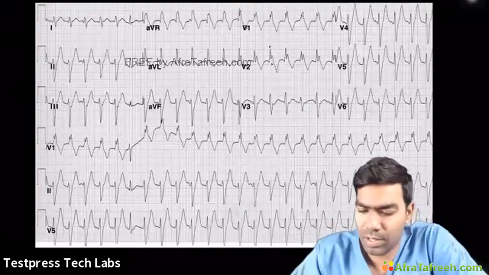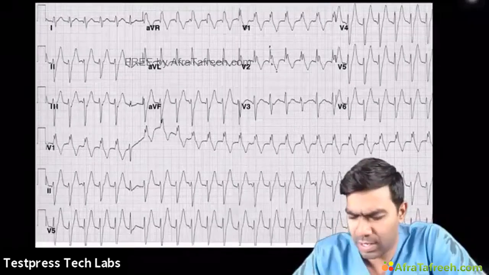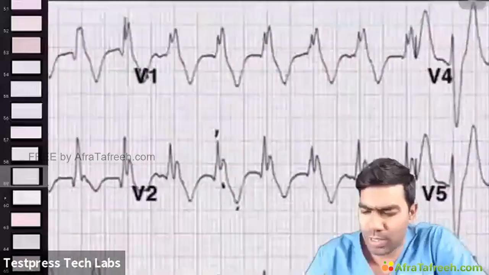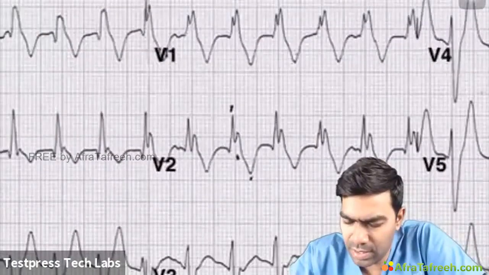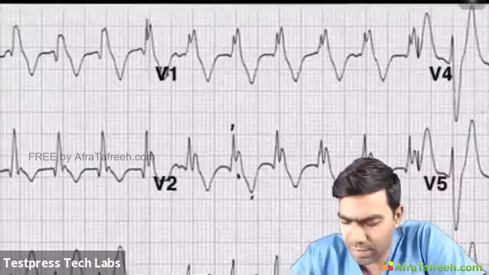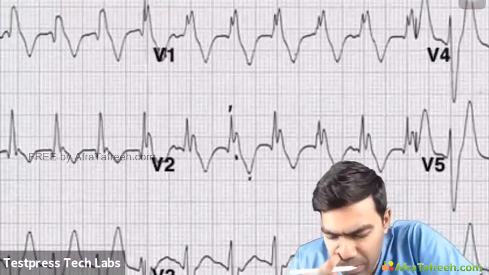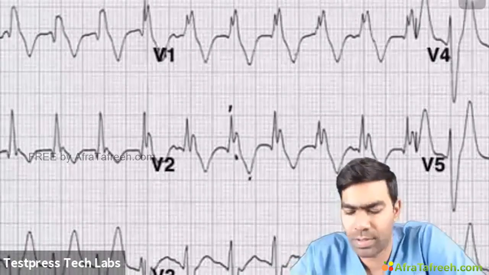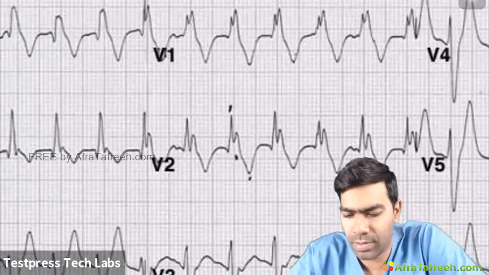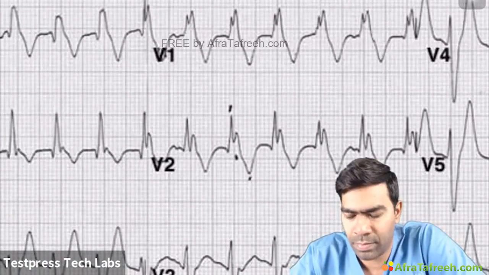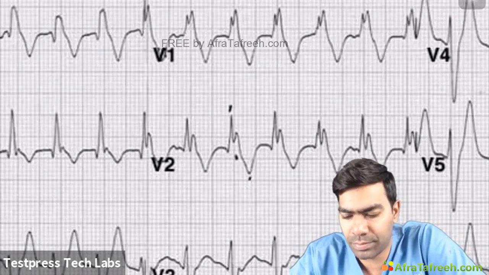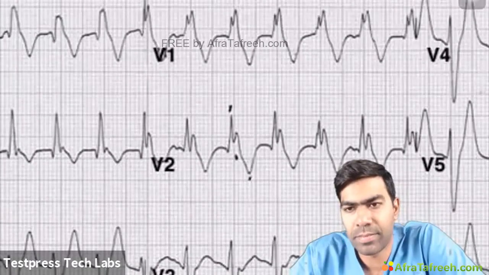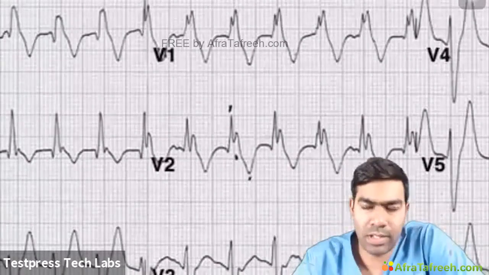So yes, do you think it's really a wide complex tachycardia? I don't think it's a wide complex tachycardia to start with. Because if you zoom and see, I feel the QRS complex in V1 is only about 2 small boxes, isn't it? Do you think it's wide or narrow? Wide or narrow? How many small boxes are you seeing in lead V1? Yeah, it's a narrow complex.